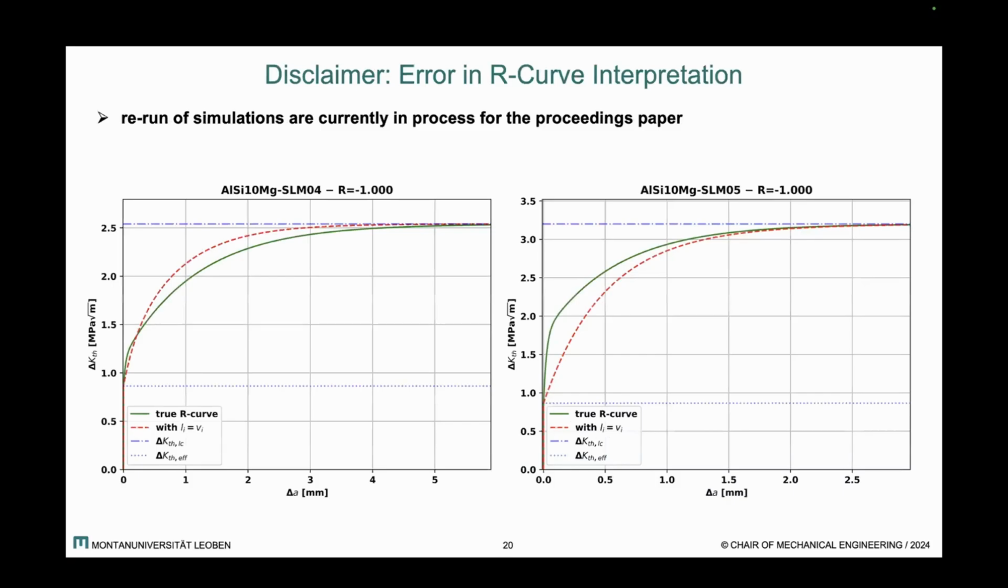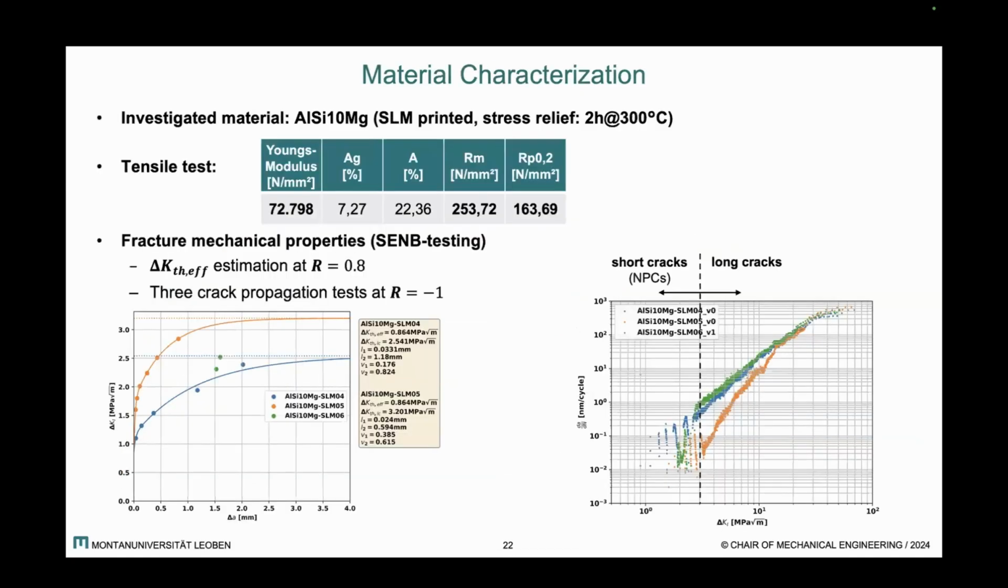And I also have to make one disclaimer. Just before this conference, I discovered a bug in my code which interprets at a certain point the R-curve in a wrong way, which results in some errors. But the R-curves are still bound by the intrinsic and the long crack threshold limits, so the errors are bound. I am in the process of rerunning the simulations, so the following results will change slightly, but not in too severe a way. And where do these two R-curves come from?